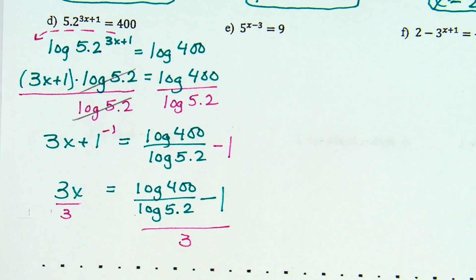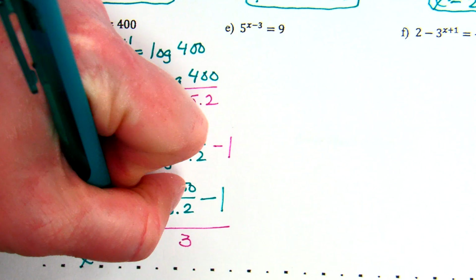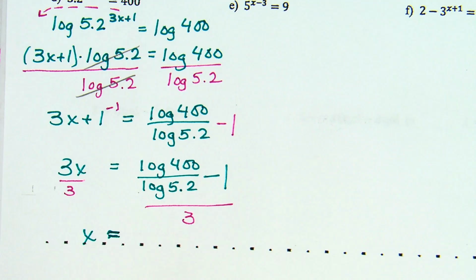So grab your calculator and give this a whirl. Go in the order we did things. First, you need to divide your two logs. I would say get that answer by hitting equals. Minus 1, equals. Divide by 3, equals. I would hit equals after each step to be safe. So, try and meet me in the end.